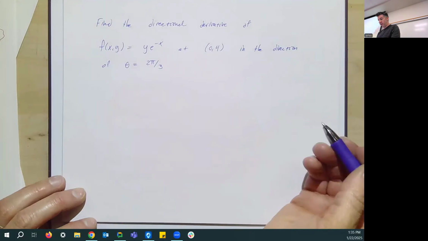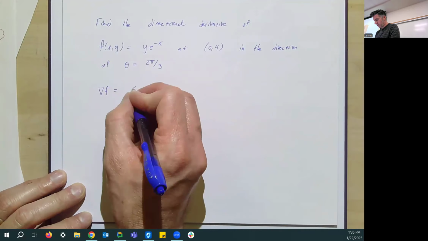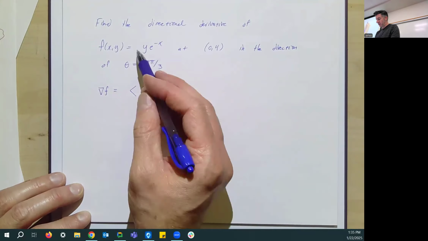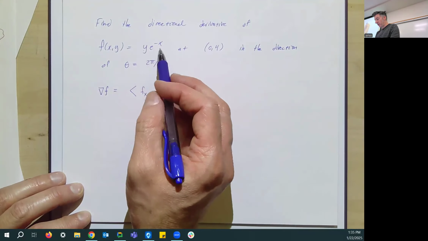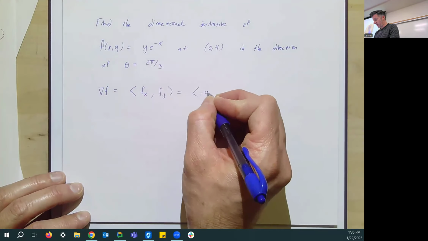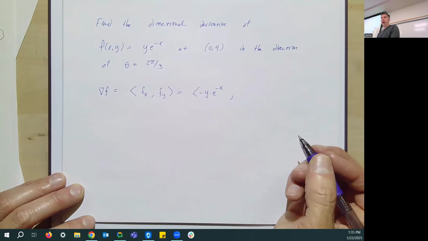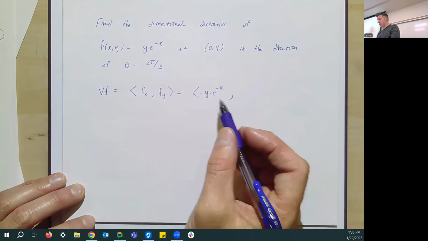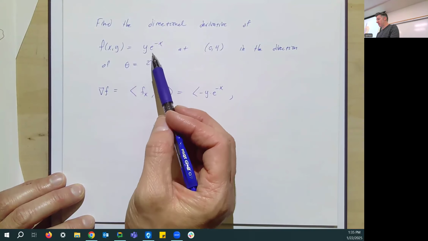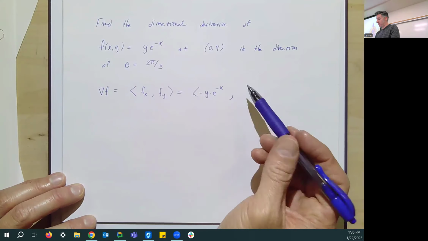We're going to use the usual things. We're going to find the gradient. So the gradient of f is equal to the partial with respect to x, comma, the partial with respect to y. The partial with respect to x is going to be y times the derivative of e to the negative x, which is negative e to the negative x. The partial with respect to y is going to be much easier. It's going to be 1 times e to the negative x.